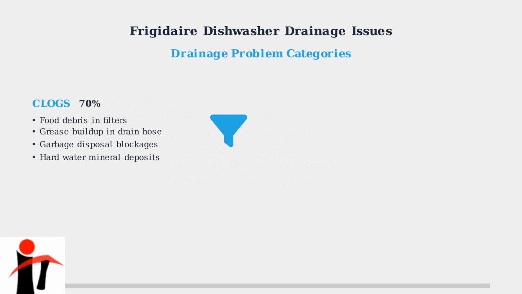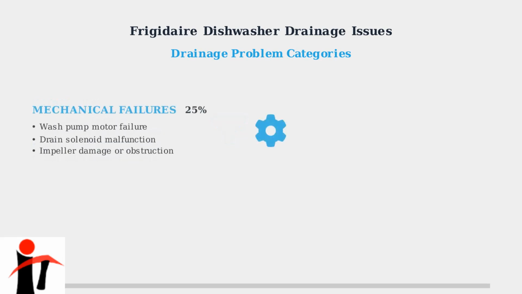Clogs account for 70% of all cases and typically involve food debris in filters, grease buildup in drain hoses, or garbage disposal blockages. Mechanical failures represent 25% of drainage issues. These include wash pump motor failures, malfunctioning drain solenoids, and damaged impellers that require professional repair.